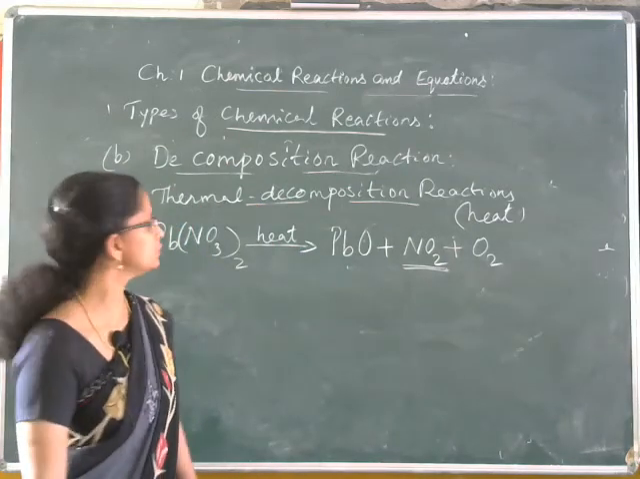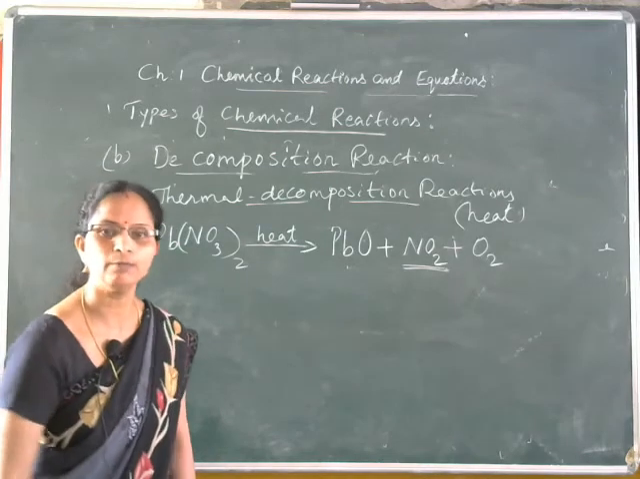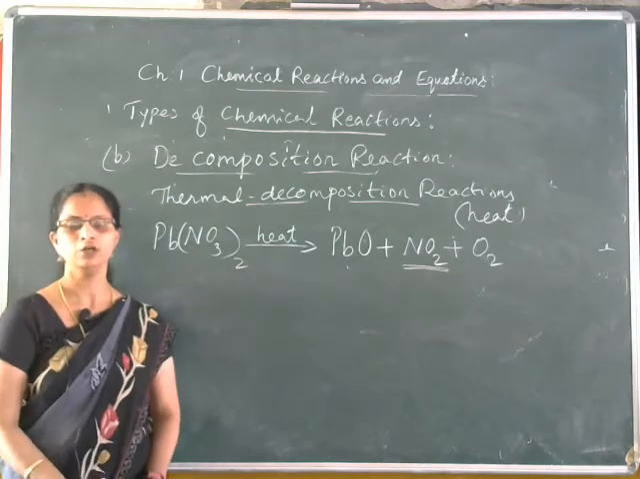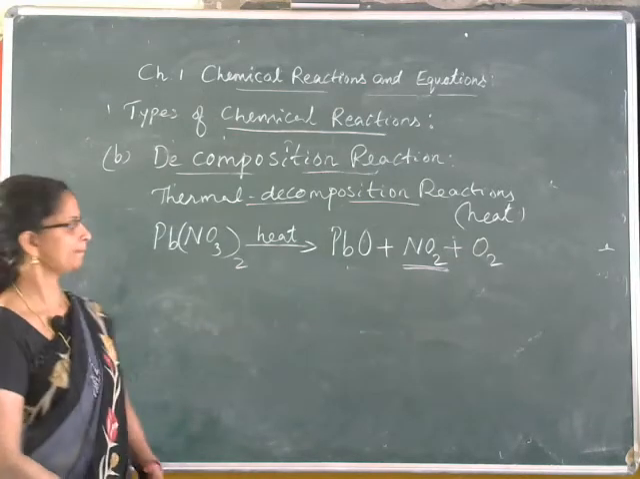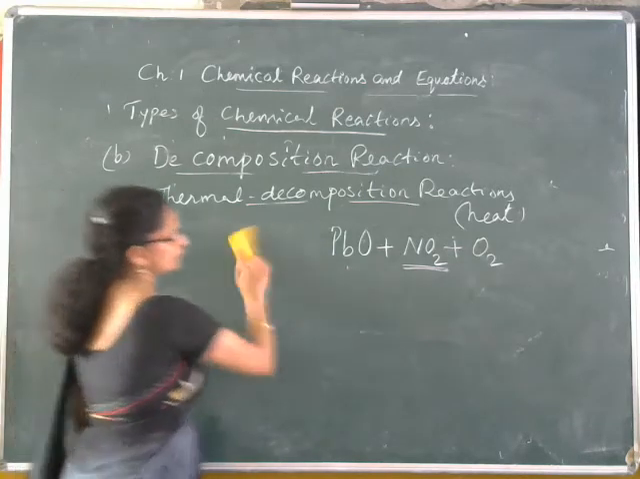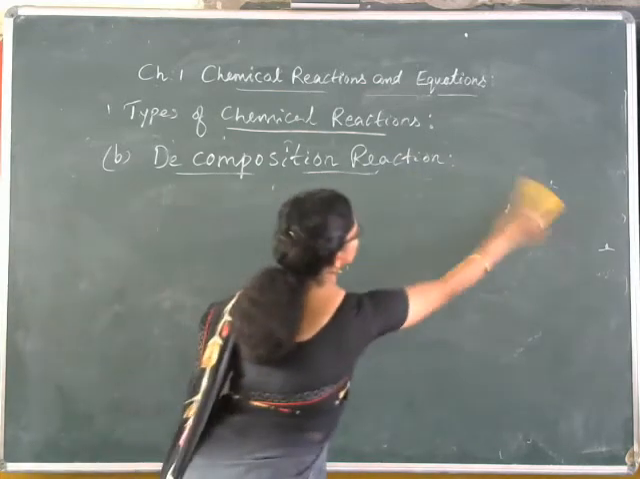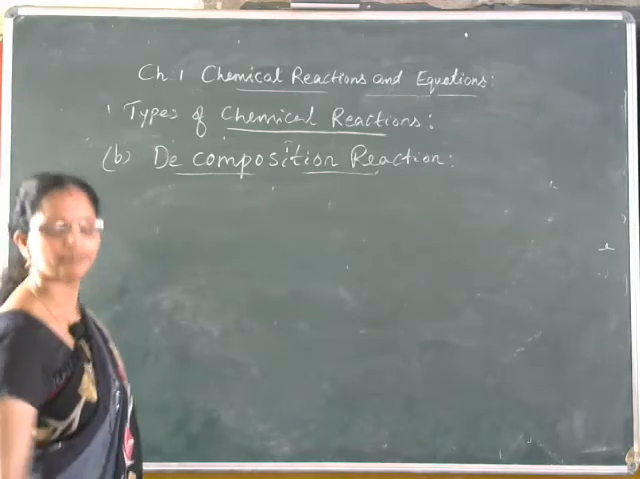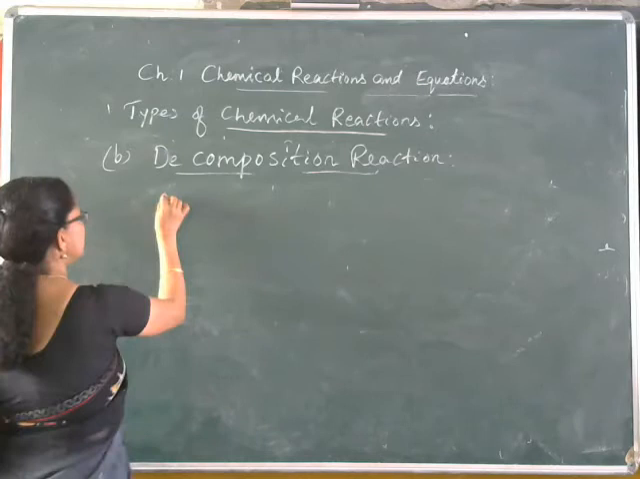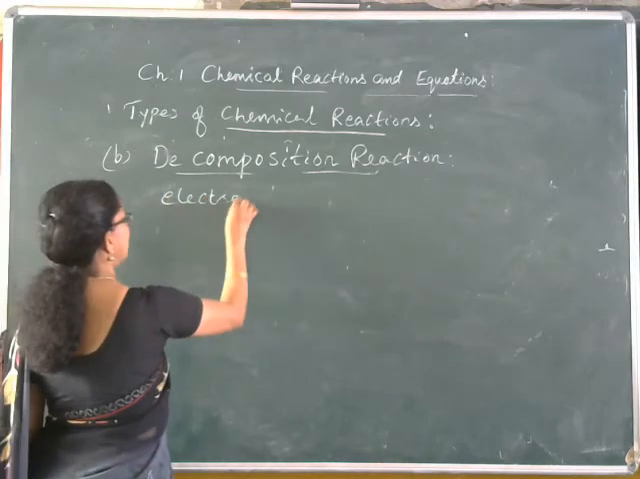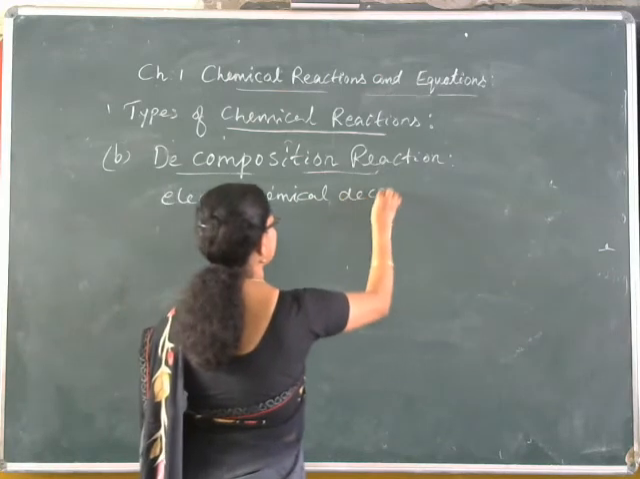So this is also an example of decomposition that is called thermal decomposition reaction, where decomposition takes place by absorbing heat energy. Now, if the decomposition reaction takes place by utilizing electricity, that is known as electrochemical decomposition.